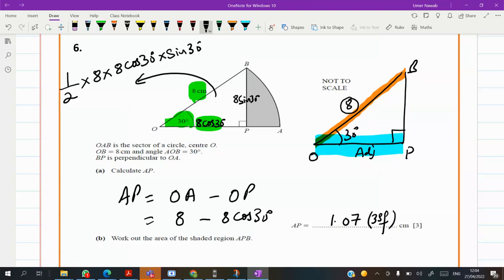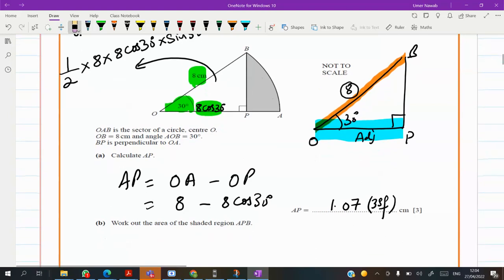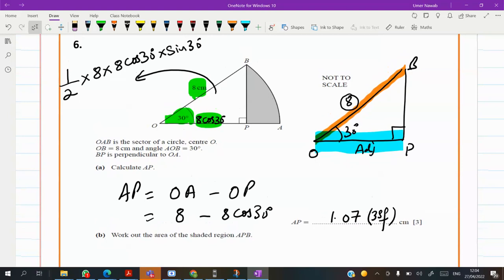Do we need it? I don't think so, because he didn't ask for the perimeter. So I'm just erasing it. Maybe at a later stage we will find a question where he asks what the perimeter of the shape is.